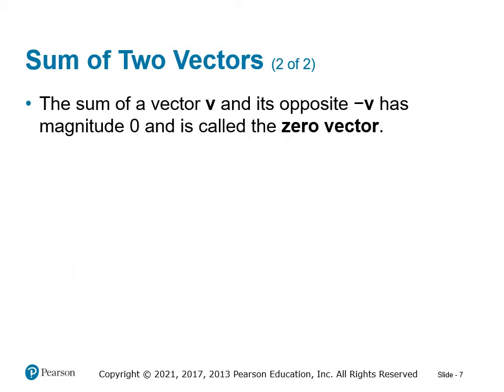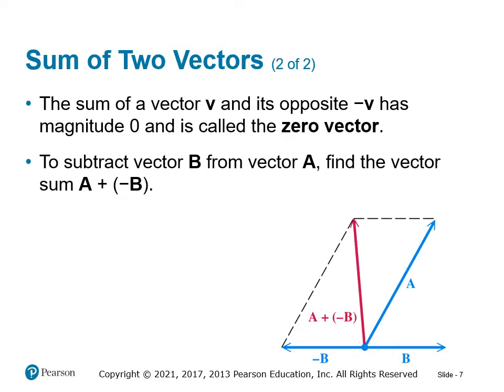The sum of a vector and its opposite vector has magnitude 0 and is called the zero vector. At the bottom here you can see if we had vector B and we added the opposite of B, or what you might think of as negative B, we would get back to this origin point and just be at the point, and that's why its magnitude is 0. If we want to subtract a vector from another vector, we can do this by adding the negative vector, which is the same thing we could do with normal addition and subtraction.